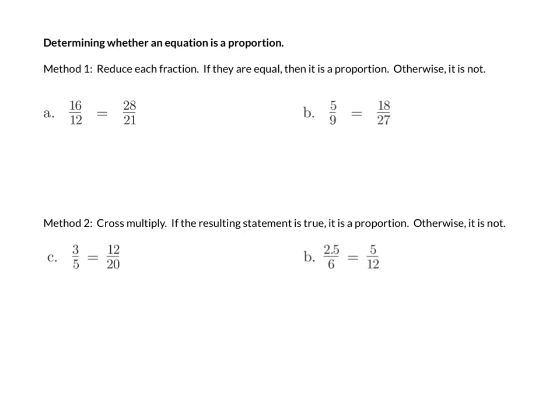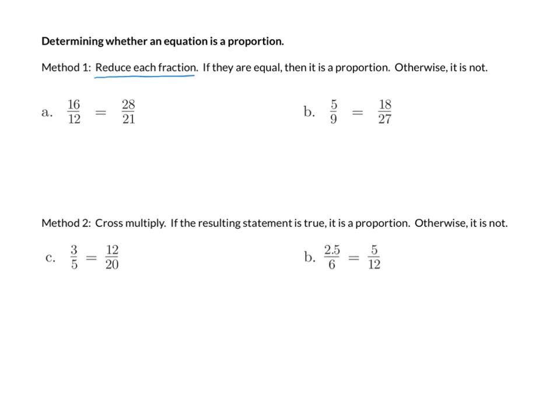Now you can't just slap two fractions equal to each other and claim that it's a proportion. The main thing is that they do have to be equal. So in order to determine whether something is actually a proportion, we want to make sure that we do one of two things. Our first method, we want to reduce each fraction. If they are equal, then it is a proportion. Otherwise, it is not.